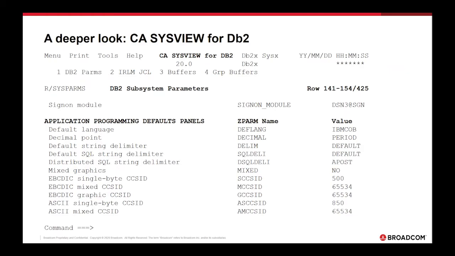This is the result of the zParms command. We already scrolled down to see the application programming defaults again. We can see at the row information where we are and how many different rows we could see. And for sure, the find command would work as well.